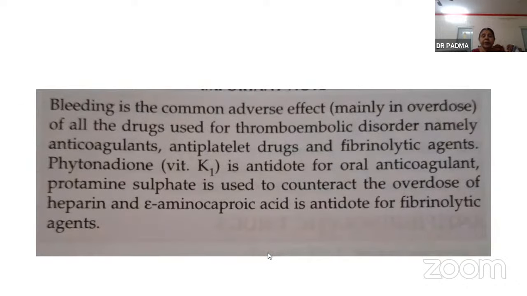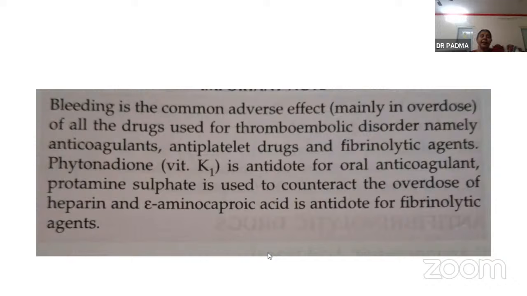Now, whenever we use these drugs, bleeding is a common adverse effect. Vitamin K1 is the antidote for oral anticoagulants if you can wait for 24 hours. If you cannot wait for 24 hours, it is fresh frozen plasma.